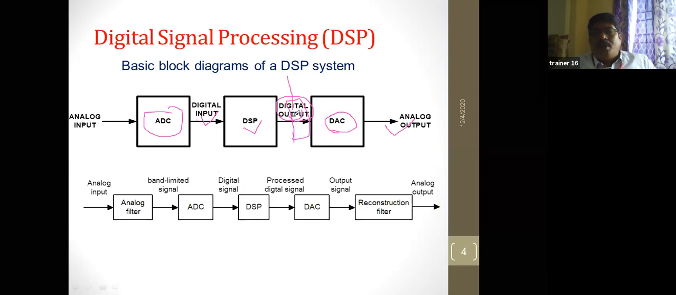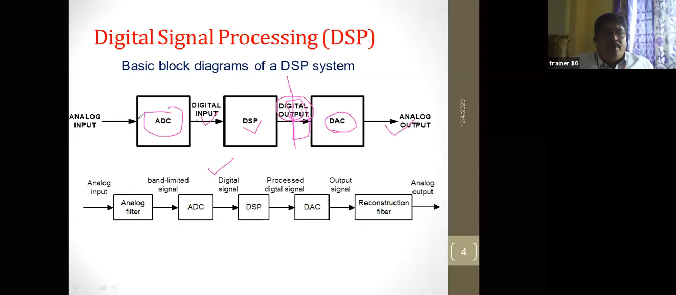When we go further, we have to go for a DAC and analog output. So this is the other block diagram of digital signal processing. If there are any small errors, we can also go for correction, we have to make it correct.